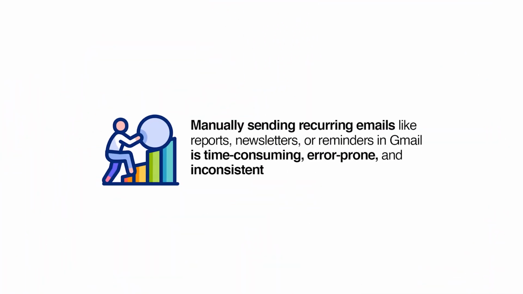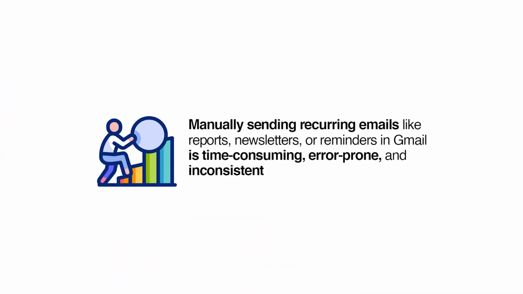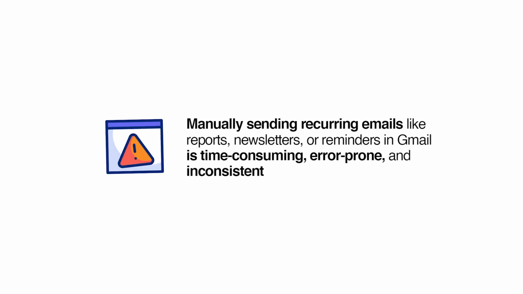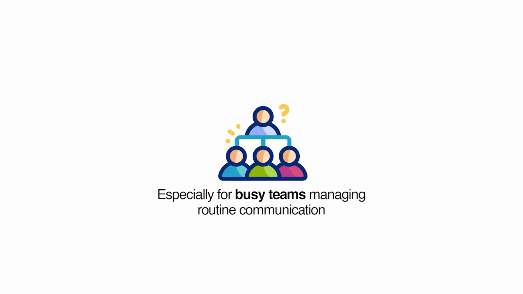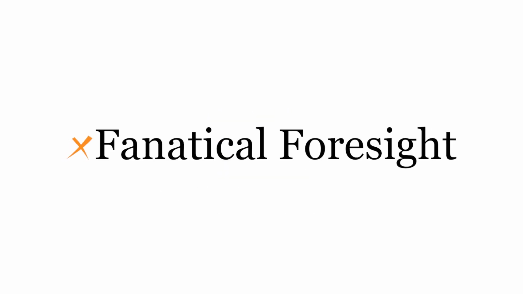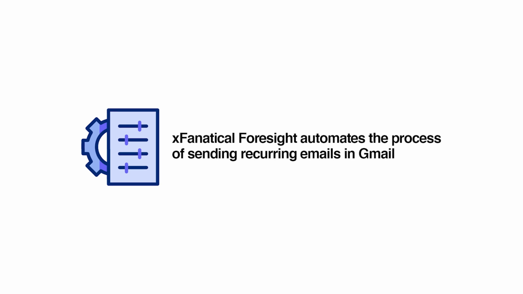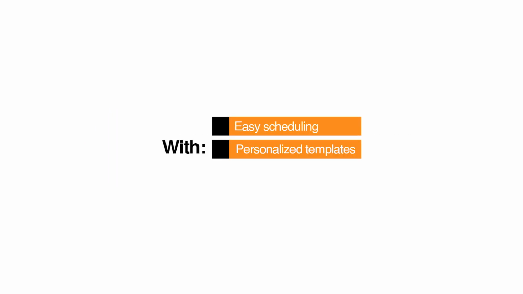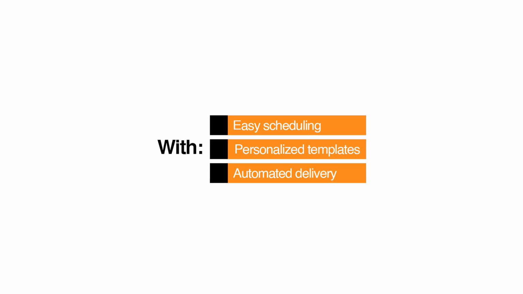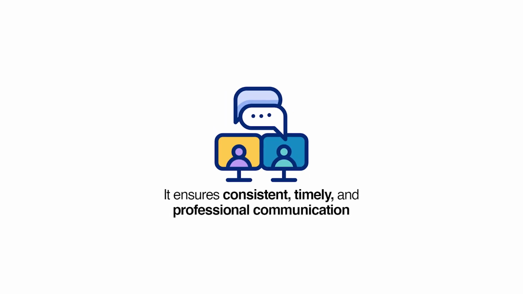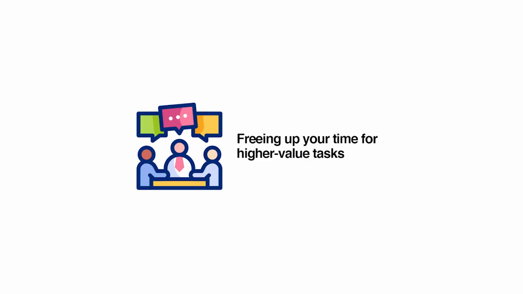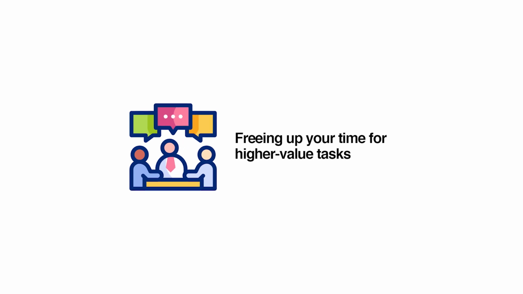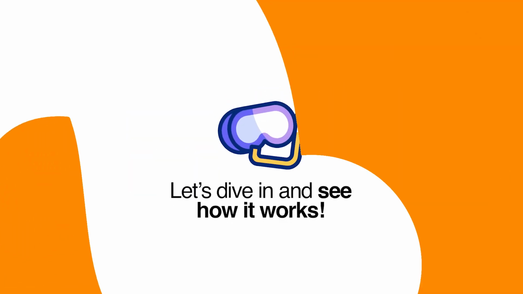Manually sending recurring emails like reports, newsletters, or reminders in Gmail is time-consuming, error-prone, and inconsistent, especially for busy teams managing routine communication. That's where xFanatical Foresight comes in. xFanatical Foresight automates the process of sending recurring emails in Gmail. With easy scheduling, personalized templates, and automated delivery, it ensures consistent, timely, and professional communication, freeing up your time for higher-value tasks. Let's dive in and see how it works.